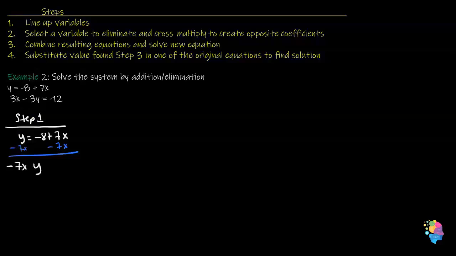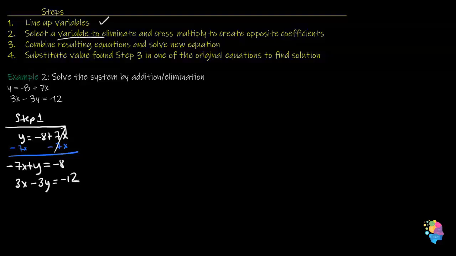Since it's positive y, I'm going to write a plus, equals, on the right side I have that minus 8, and the 7 minus 7 will go to 0. Now let's bring the second equation to line it up. So that is 3x minus 3y is equal to negative 12. So we've completed step 1.